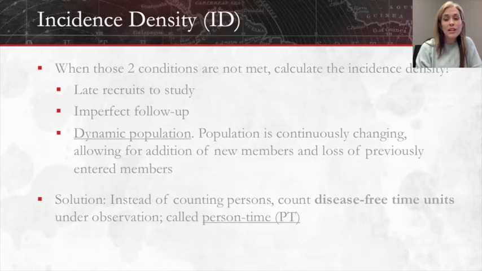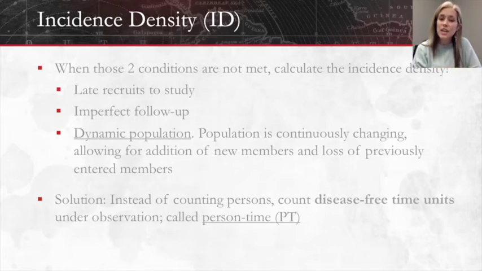So when these two conditions are not met, then you can no longer calculate cumulative incidence, that proportion. Instead, you have to calculate incidence density. Now, incidence density is what we call a rate, okay? A rate means that you have a numerator and a denominator, but that time plays an intrinsic role in the denominator. So when those two conditions are not met, you need to actually take into account time in the study, okay? Now, in reality, we have dynamic populations.